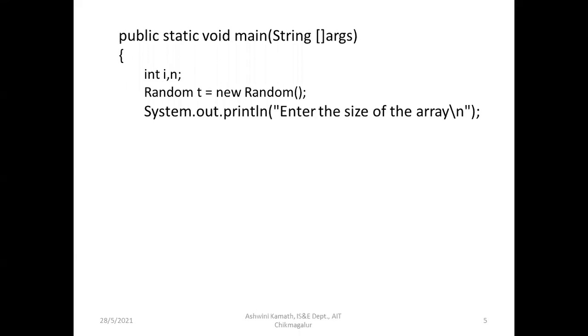System.out.println will be pointing to this object out. It will be pointing to the output stream. System.in, the object in, will be pointing to the input stream. Okay. The object out will be pointing to the output stream, and it has a function called println. Println means print line.